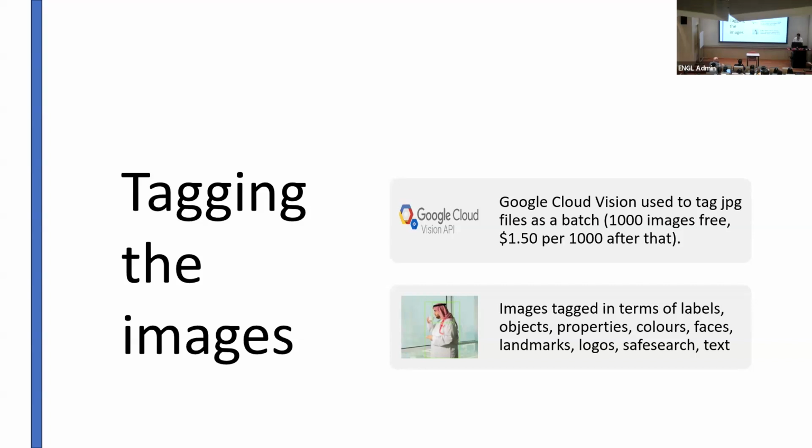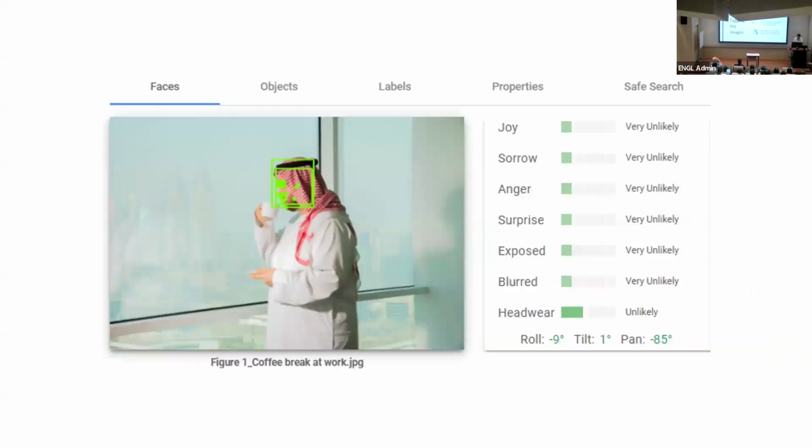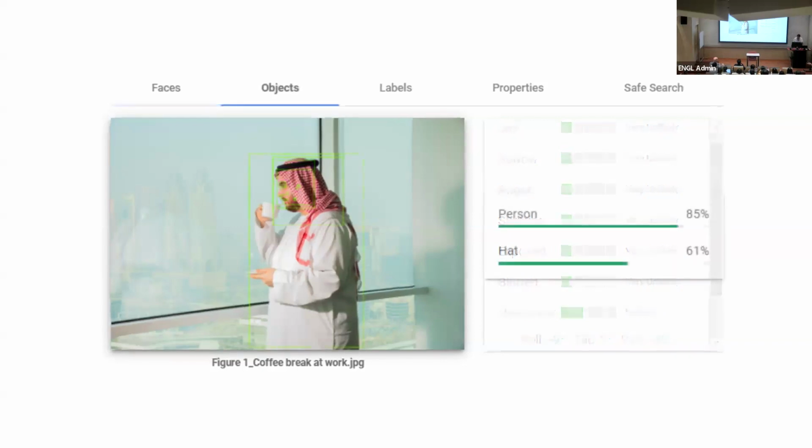So with each image, you get a series of tags which are grouped into different categories. So here's how it works. This is the kinds of things it shows. It gives categories, the tags in different categories. So it will tag faces and emotions, for example. Here's a sample image, and it's saying what's the likelihood of these emotions being shown in this image. Most of these are very unlikely, and it's also said headwear is unlikely, even though there actually is headwear there. It will also tag objects.